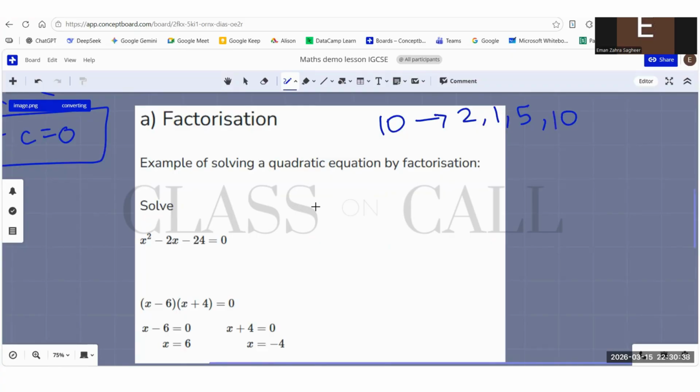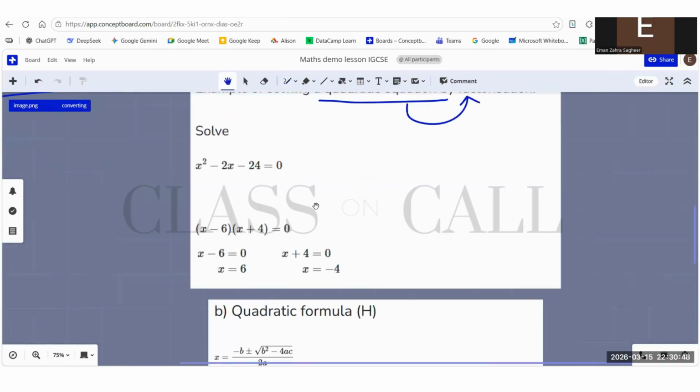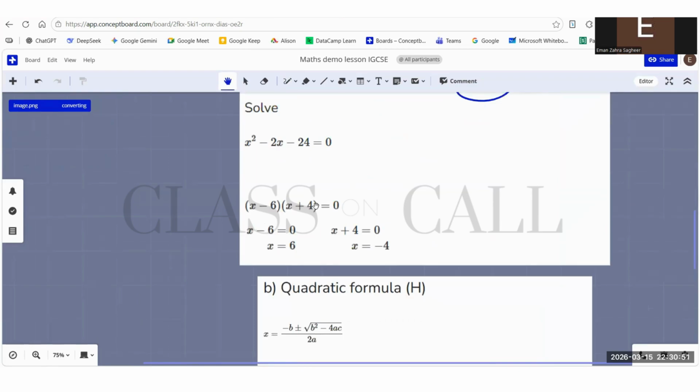But we are talking about the factors of a quadratic equation. We have to factorize the quadratic equation. So how are we going to do factorization? Let's use this example here. It says: solve this quadratic equation, x squared minus 2x minus 24 equals 0, which is of the form ax squared plus bx plus c equals 0.